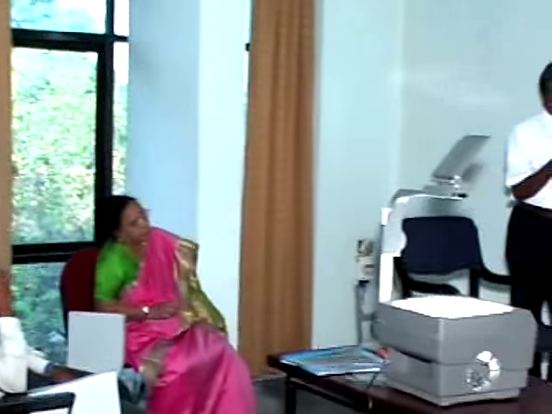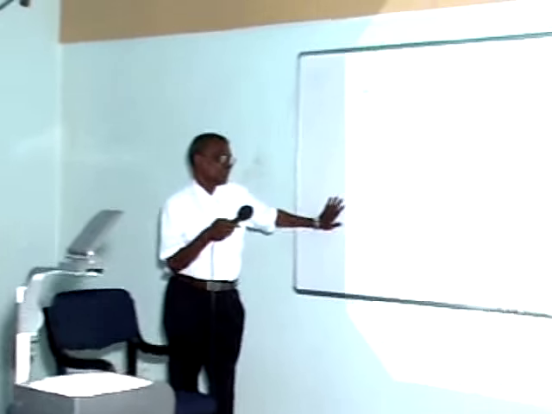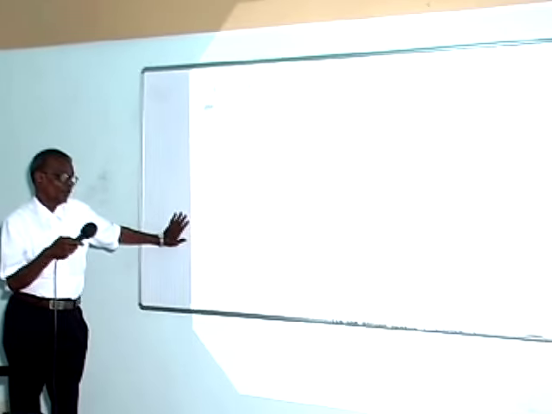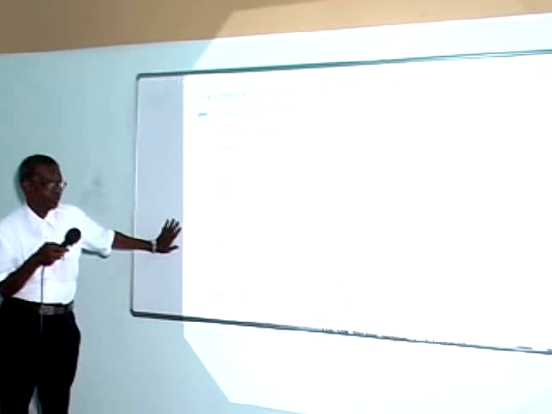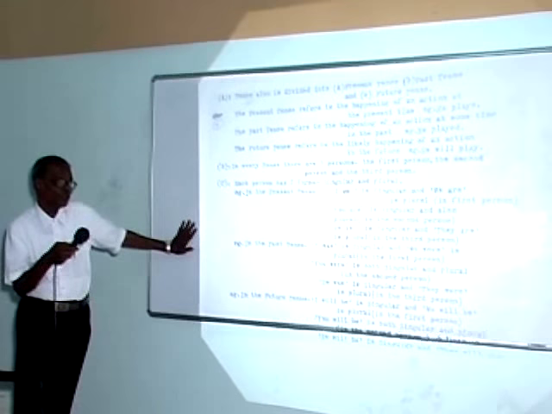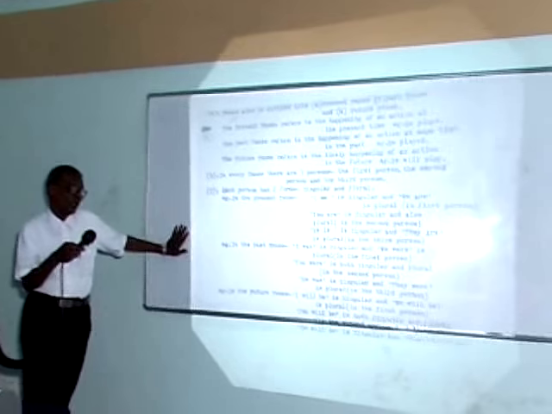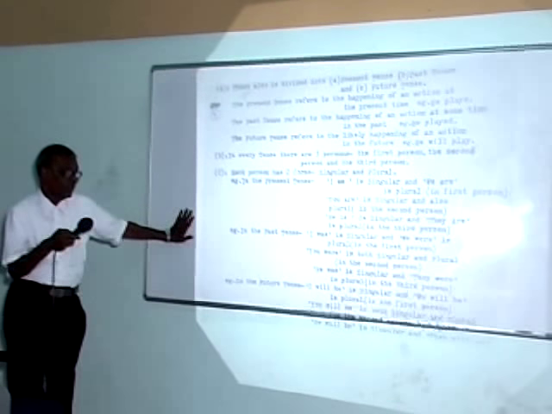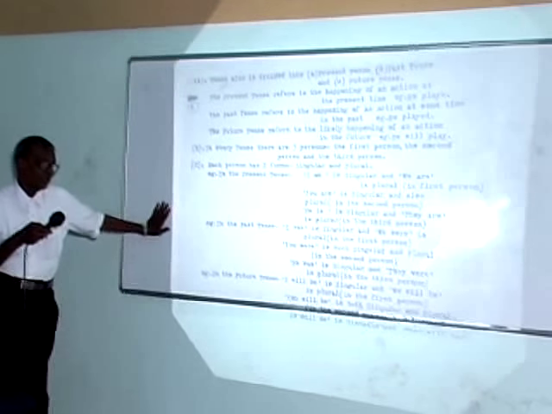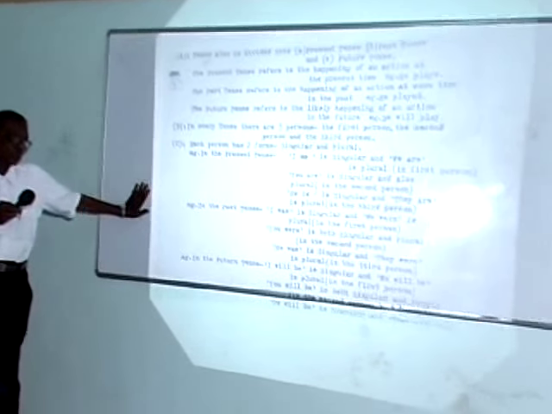Some examples are in the past tense. I was is singular and we were is plural in the first person. You were is both singular and plural in the second person. He was is singular and they were is plural in the third person.